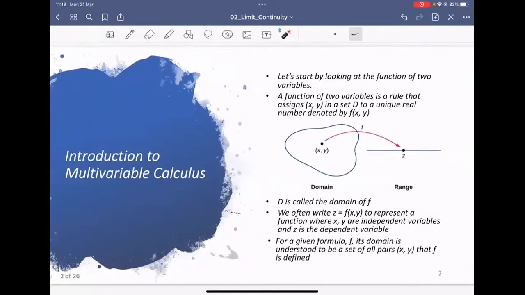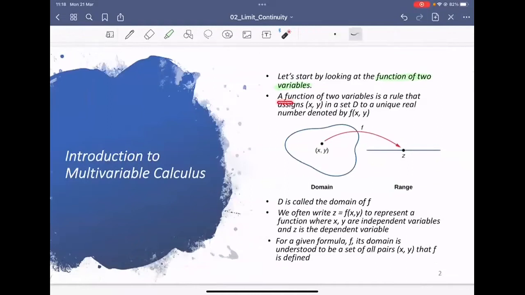Okay, so let's start by looking at the introduction to multivariable calculus, because as I told you, from now on, what you're going to learn is calculus in more than 1 dimension. Today I'm not going to touch limits, I guess. I'm going to look at the function of 2 variables first. So let's look at the definition here first.